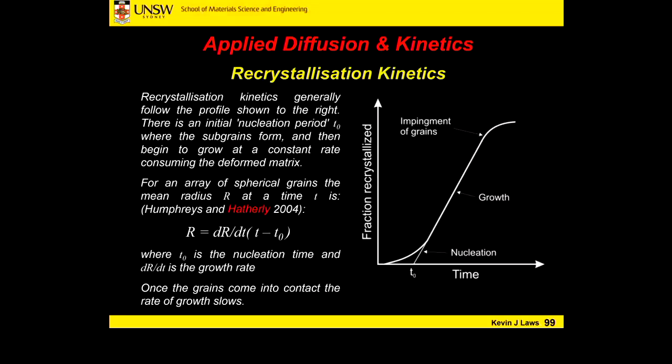So, recrystallization kinetics follow a profile like this. Often there's this initial nucleation period, as we're heating our material, trying to make things recrystallize, and then they begin to grow at a constant rate. Basically the growth stage here is a constant. This is based on diffusion of atoms adding to the surface of the new defect-free recrystallized grain. As we approach the end of the completely recrystallized process, we slow down again.